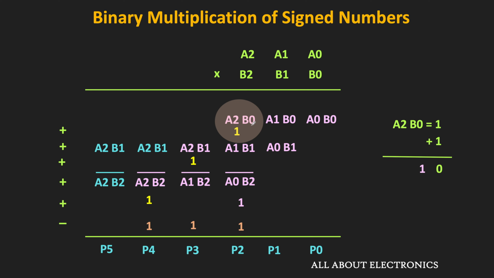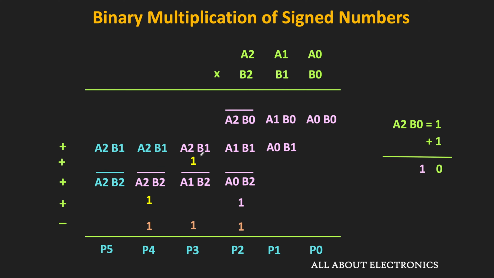Moreover, after the addition, this A2B0 bit at this position will get inverted. Because as we have seen, if this A2B0 is 0, then after adding this 1, the result will be equal to 1, which is the complement of the A2B0. And similarly, if this A2B0 is equal to 1, then after adding this 1, the result will be equal to 0, which is once again the complement of this A2B0. That means in short, this A2B0 bit at this position will get inverted.